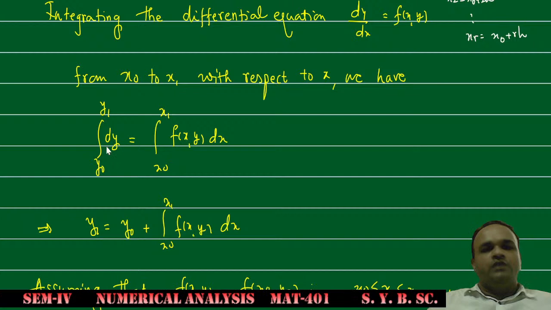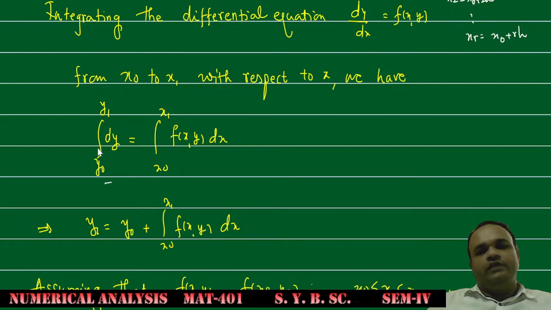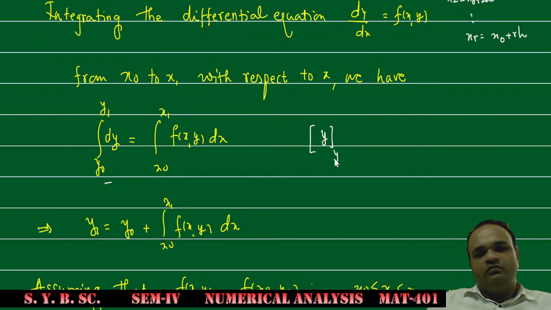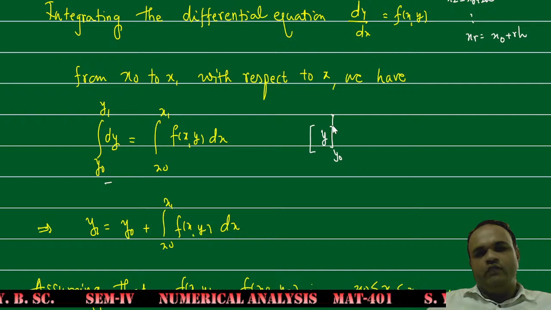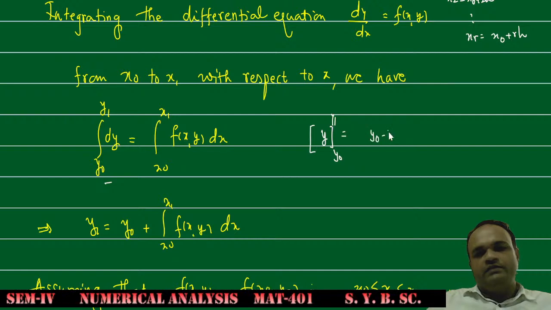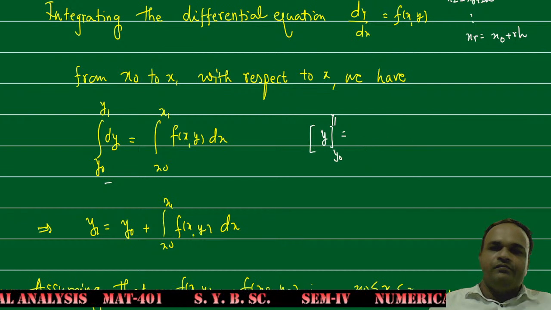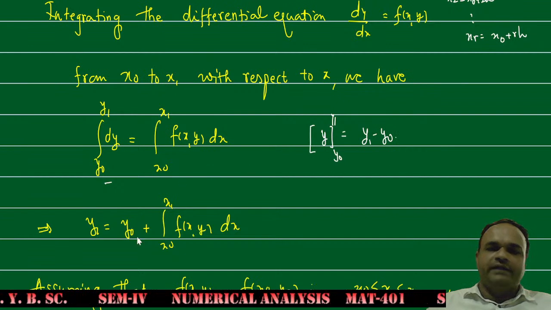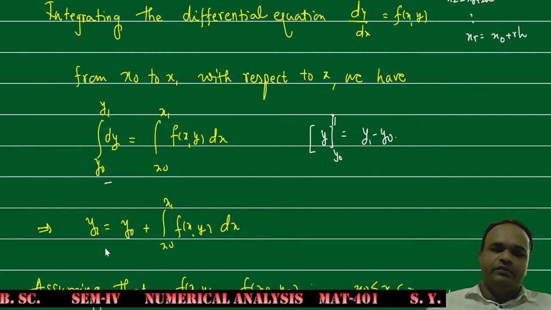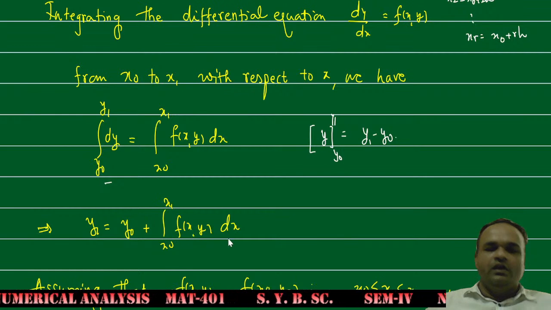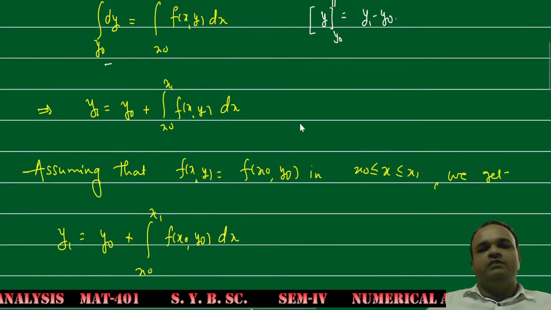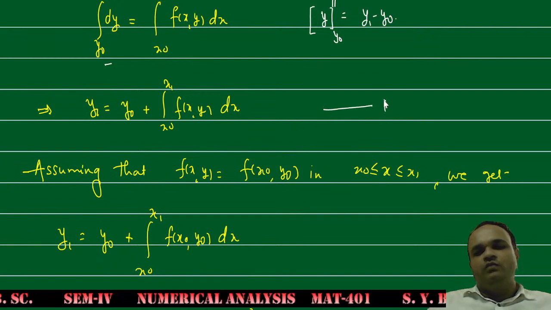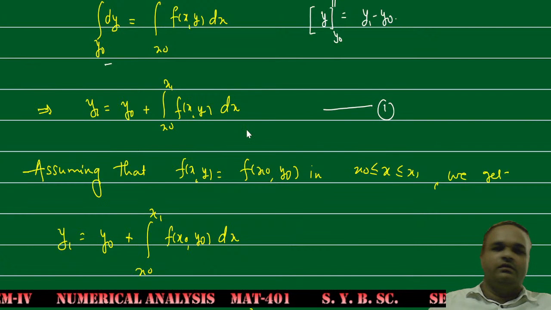After integrating, the integration of dy is y, with limits from y0 to y1. So it will be y1 minus y0. You can transfer this y0 to the right hand side. So you'll get y1 equal to y0 plus the integral from x0 to x1 of f of x, y dx. That will be the resulting equation, which we can call equation number 1.